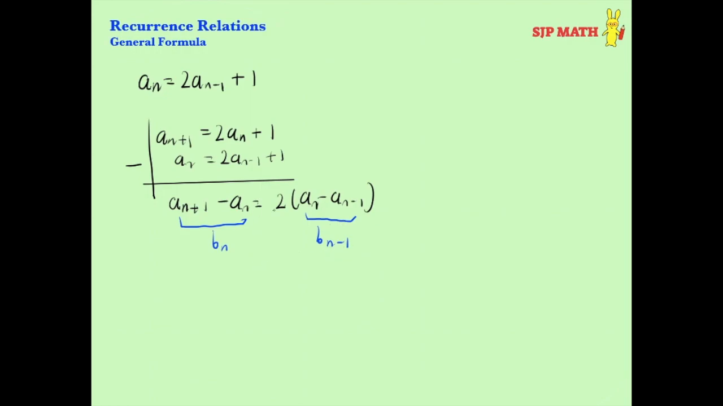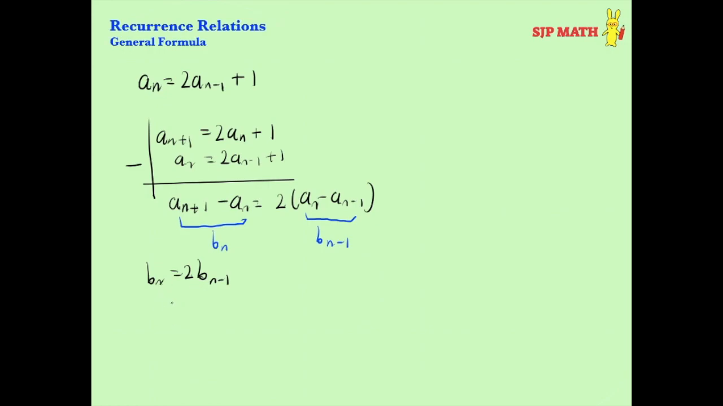So then this easily simplifies to Bn is equal to 2 times Bn minus 1. And then here you're going to understand why we simplified it to Bn and Bn minus 1 and so on.